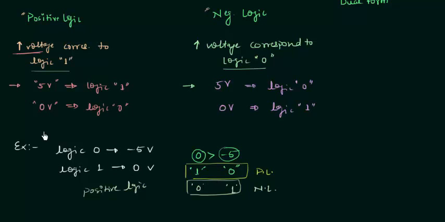And in the same way, if you have logic 0 corresponds to minus 1.7 volt and logic 1 corresponds to minus 0.8 volt, then you have to find out whether it is positive logic or negative logic. I'm not going to solve it. You have to solve it, and once you have your answer, post it in the comment section.